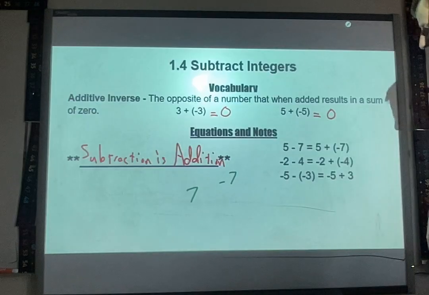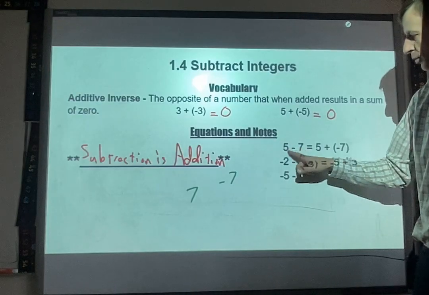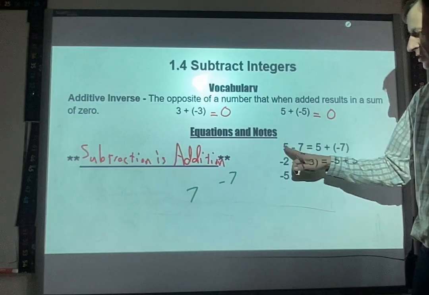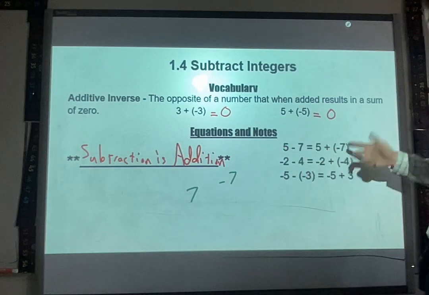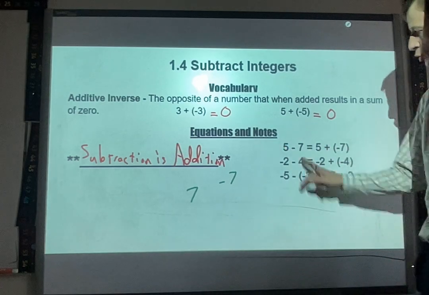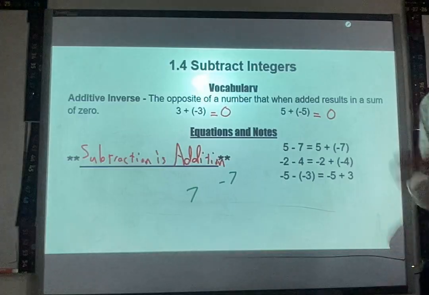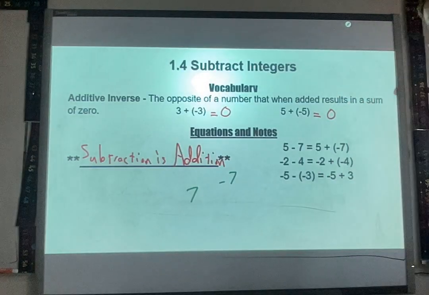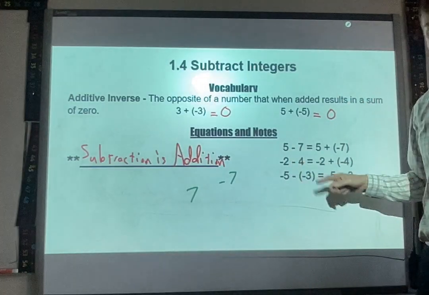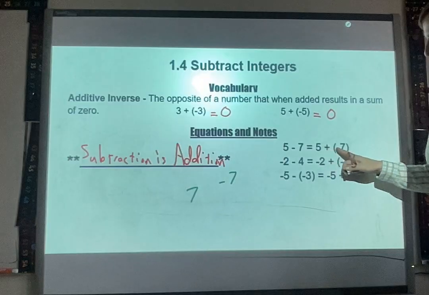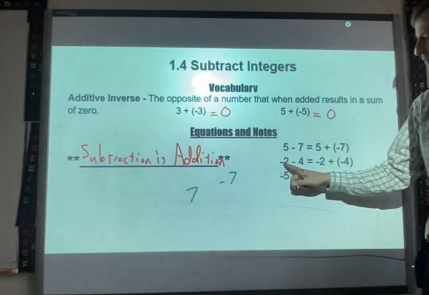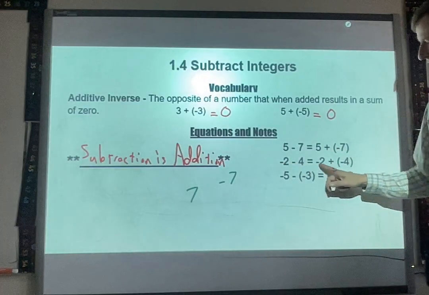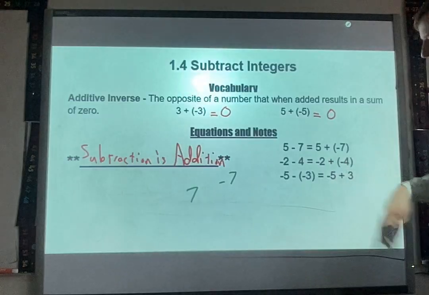I like to think of it usually as just, hey, we've got minus 7, we're going to put a plus in front of that and change it from 5 minus 7 to 5 plus negative 7. But that's all we're doing today, turning subtraction problems into addition, and then you can follow the exact same steps as you did yesterday. So 5 minus 7 is really the same as 5 plus negative 7. Negative 2 minus 4 is really the same as negative 2 plus negative 4.